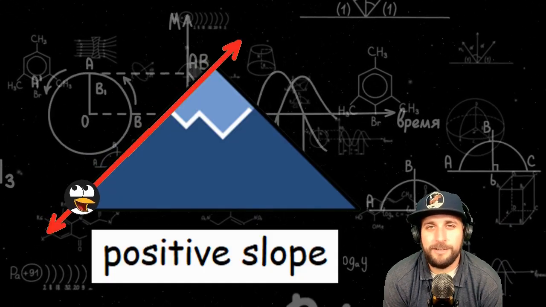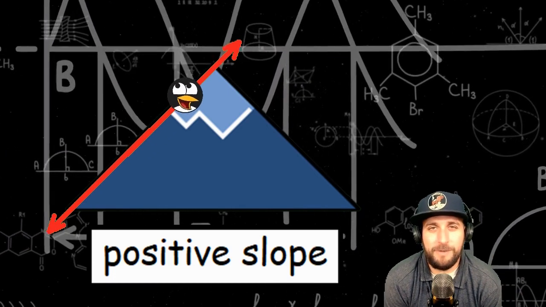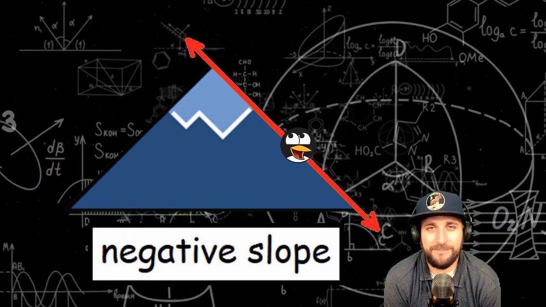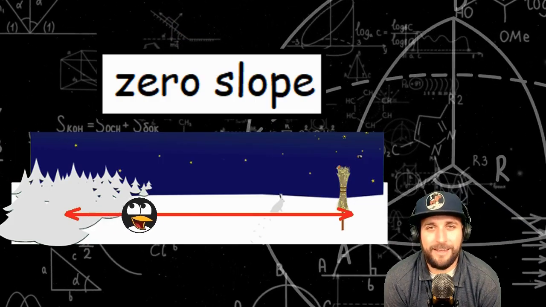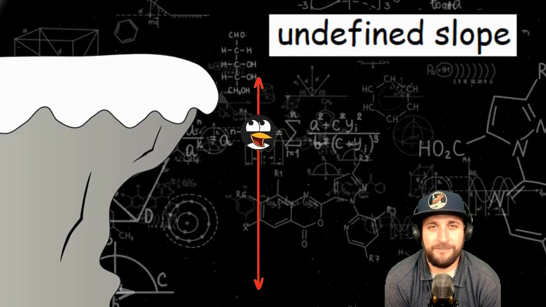In general, lines that rise from left to right, those are positive slopes. Lines that fall from left to right, those are negative slopes. And flat lines, horizontal lines, are 0 slopes. Vertical lines are undefined slope.